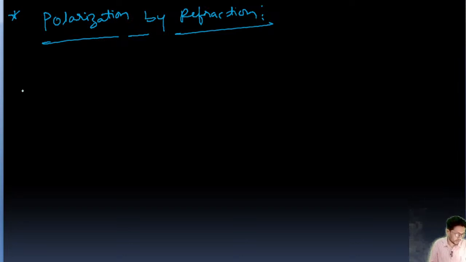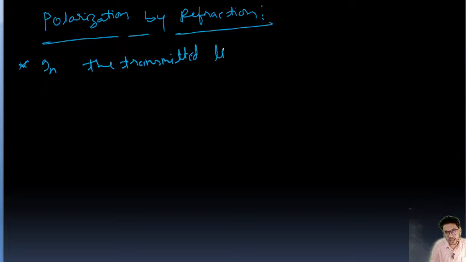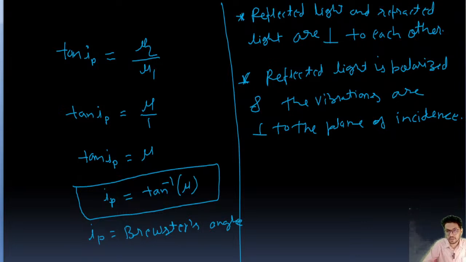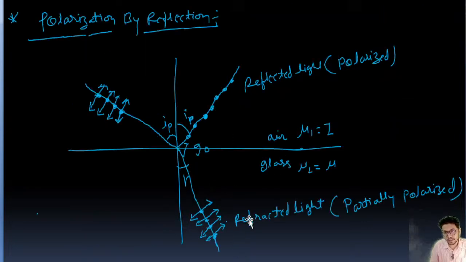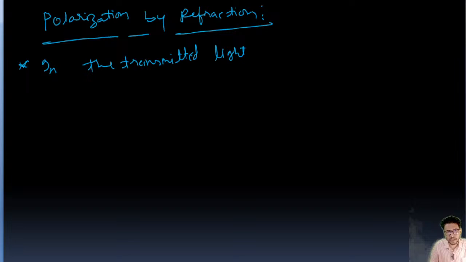Polarization by refraction. So the point is, in the transmitted light, that is the refracted light, which is partially polarized. If you talk about here, this is the transmitted light, which is partially polarized, so we are talking about that.